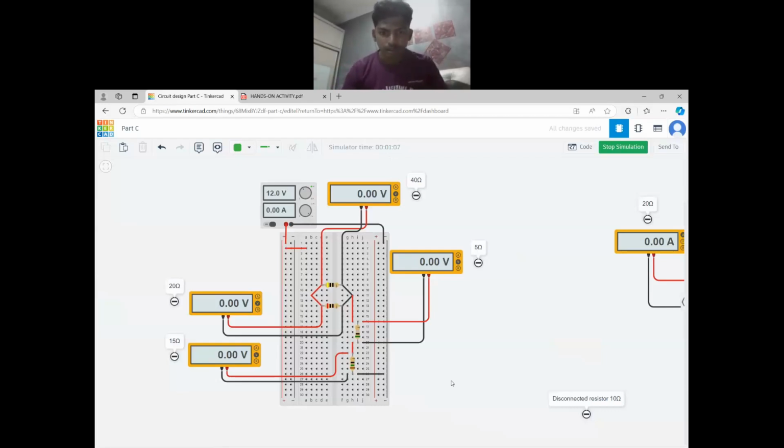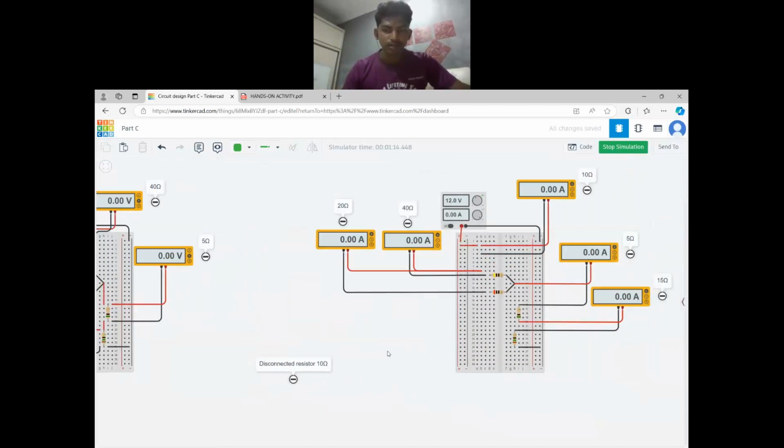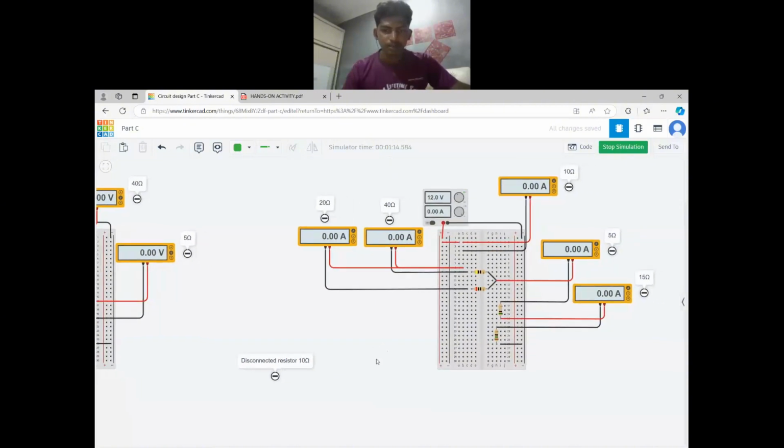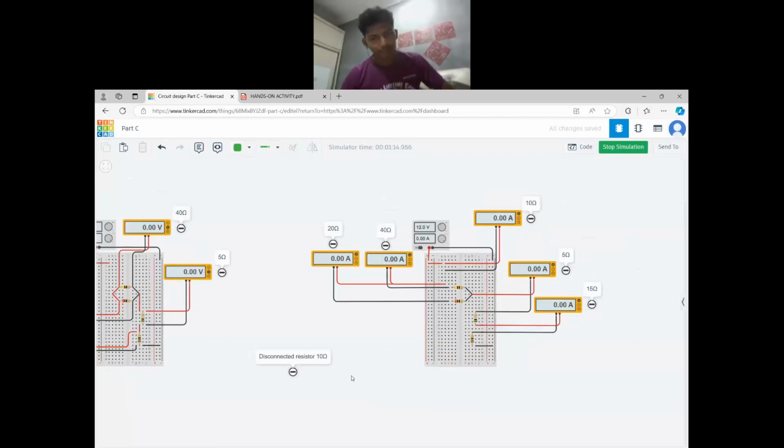So the voltage across all the resistors is zero, and the current passing through all the resistors is also zero. We can prove this using Ohm's law too, but I think there is no need to use Ohm's law here, to be honest. Okay, bro, next.